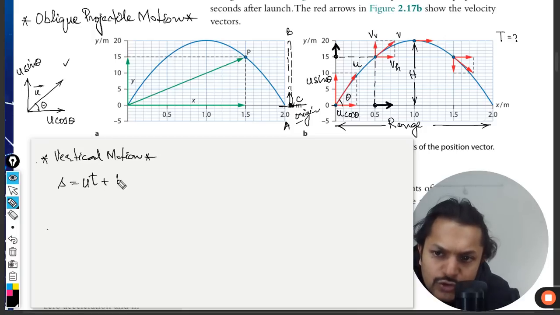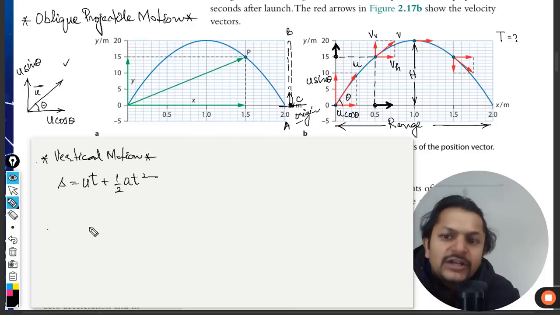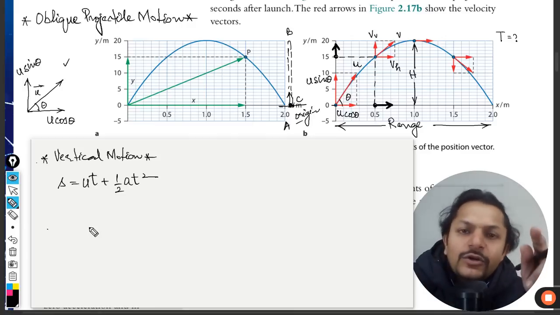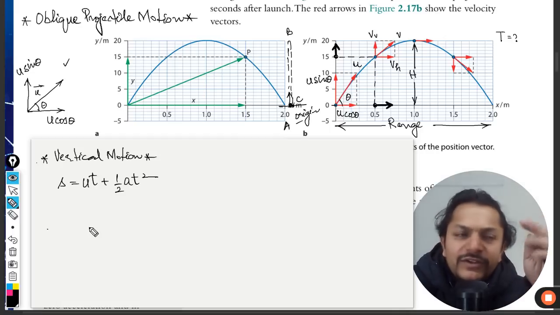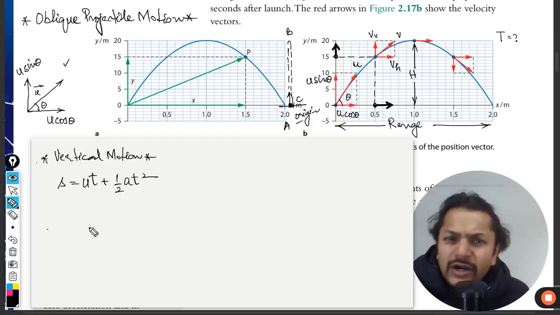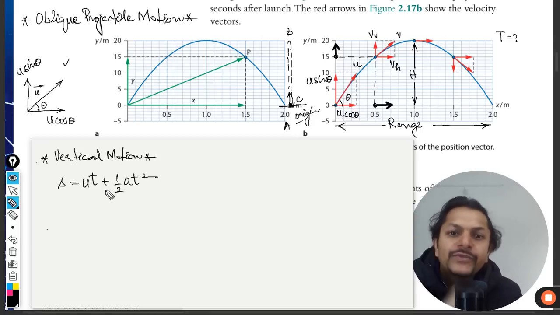Displacement is equal to ut plus half at square. So in the vertical position, if you have some problem here, please try to refer to that video, which is I think like 2 videos earlier. That is the vertical projectile motion. You have to see that. I am applying the second method that I have taught in that video.